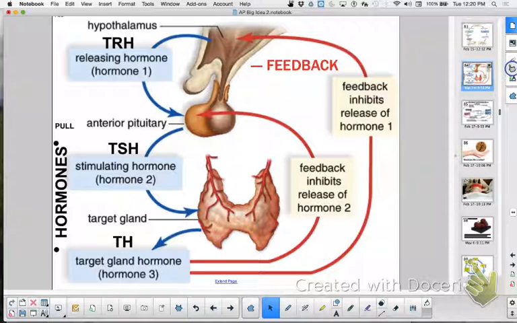Okay, now I just want to take a moment to review the hypothalamus and the pituitary gland. Which one is directly connected to the hypothalamus, the posterior or anterior pituitary? Posterior is directly connected. The neurosecretory cells extend down into the posterior pituitary, and it makes the hormones of the posterior pituitary, and it stores them until their release is triggered.